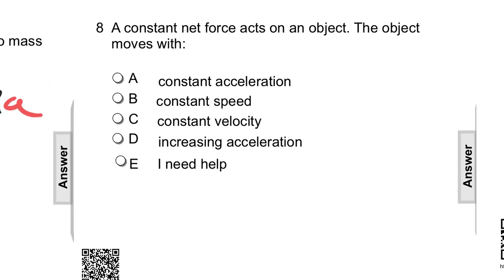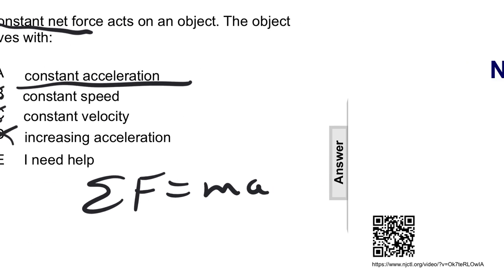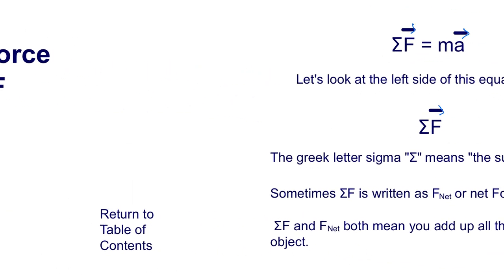A constant net force acts on an object. F net equals ma, so the object will have a constant acceleration. That means the speed will either be increasing or decreasing. So it can't be constant speed, and it can't be constant velocity. And why would acceleration increase unless the force increased? Net force.